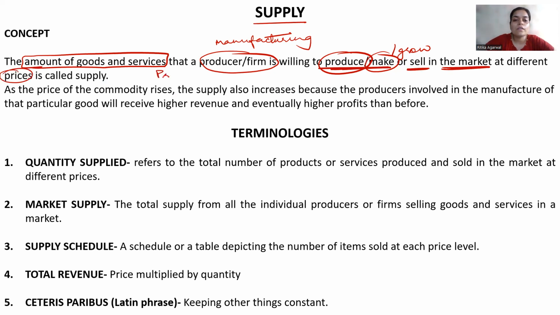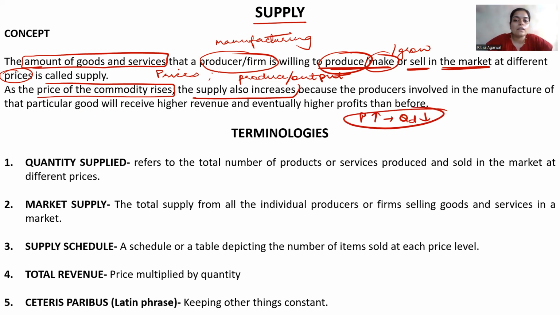So what is important? First one is prices. Second one is the produce or the output. These are the two important things that are considered while we are reading supply. As the price of the commodity rises, the supply also increases. In demand, we saw that as the price rises, the quantity demanded falls. But in the case of supply, as the price rises, the quantity supplied also rises.